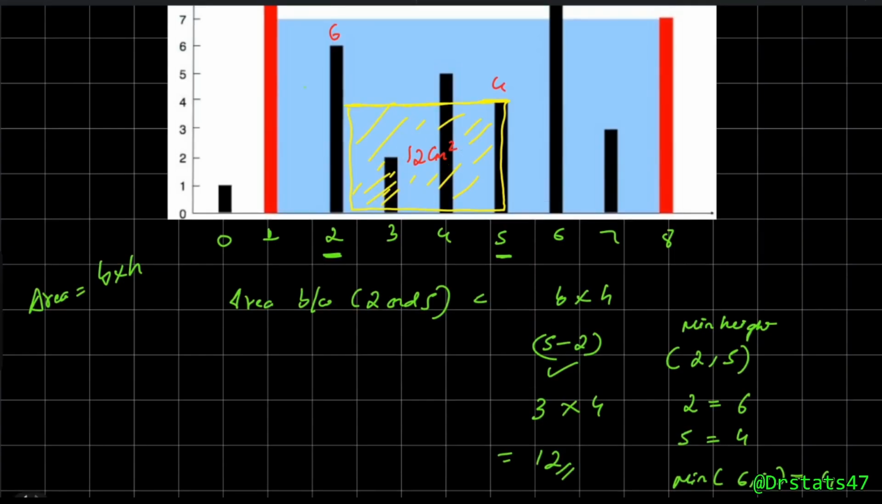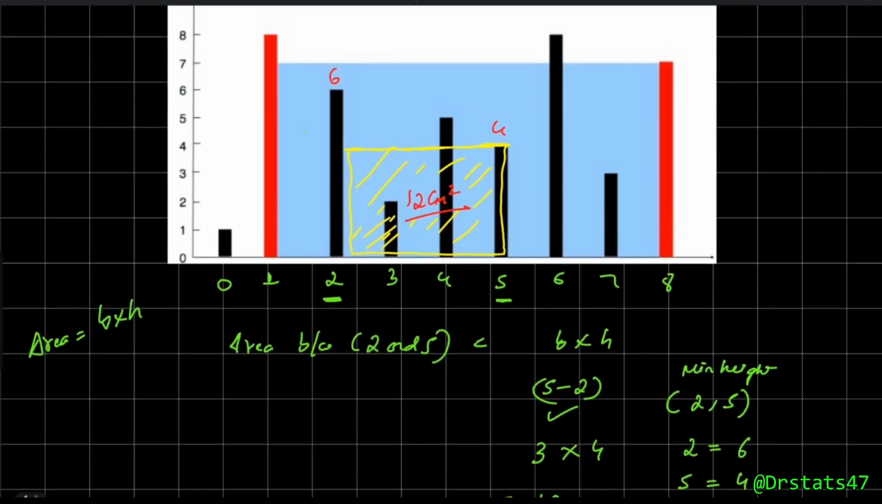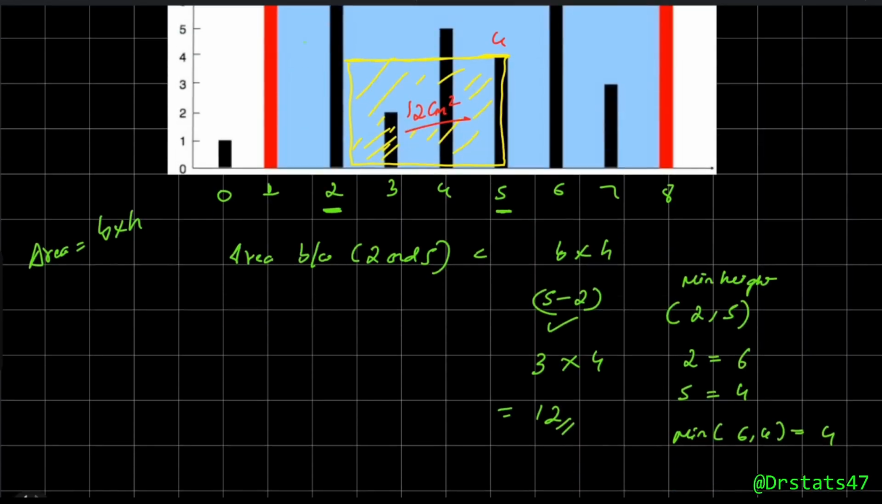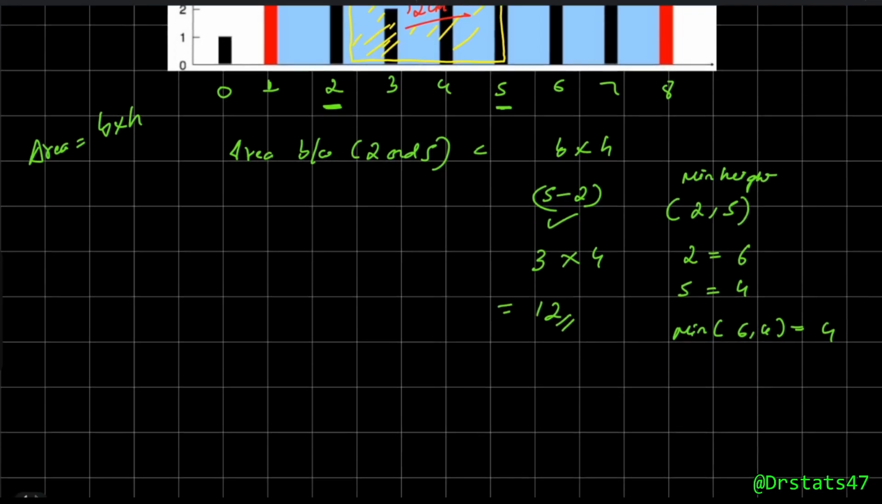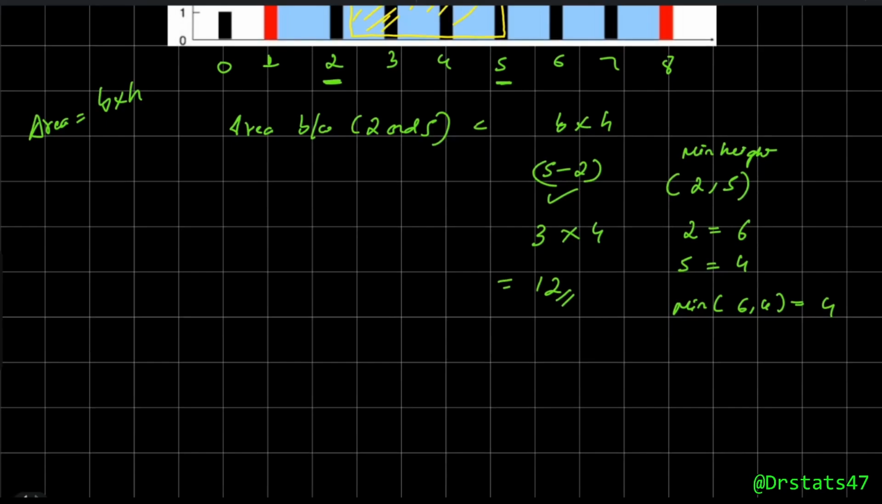The area of this particular one is 12 centimeter square. Hopefully it is in centimeters, if we consider. So the catch is we have to calculate the maximum area, because if we find the max area, obviously the water will be more in the max area, right? So this is what we have to do. So max area, how to calculate the max area?